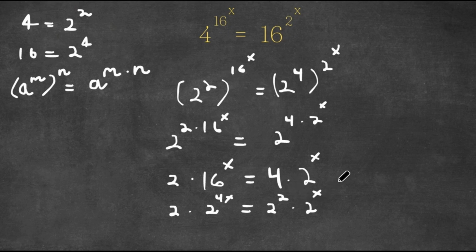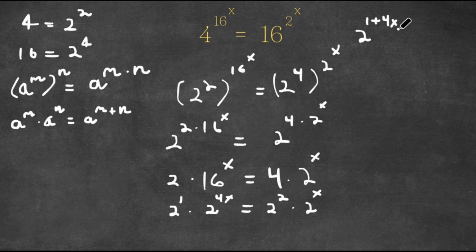Now, 2 is the same thing as 2 to the power of 1. So now if we're multiplying exponents, let's say we have a to the power of m times a to the power of n, this is equal to a to the power of m plus n. So 2 to the power of 1 times 2 to the power of 4x is going to equal 2 to the power of 1 plus 4x.